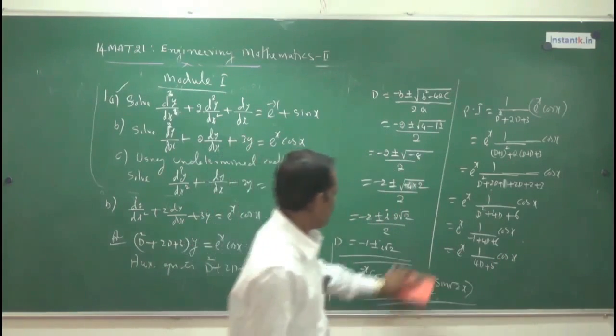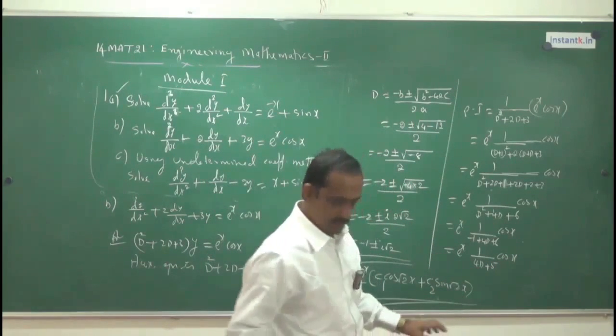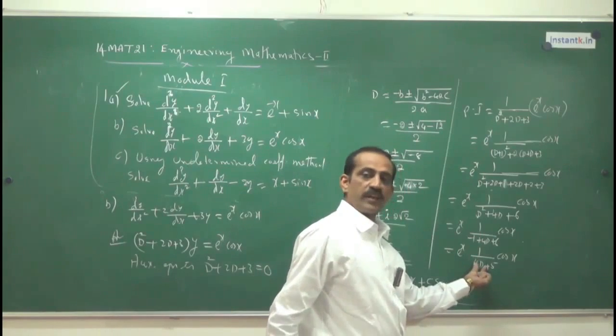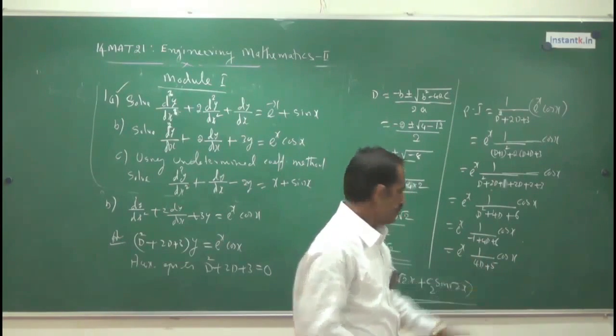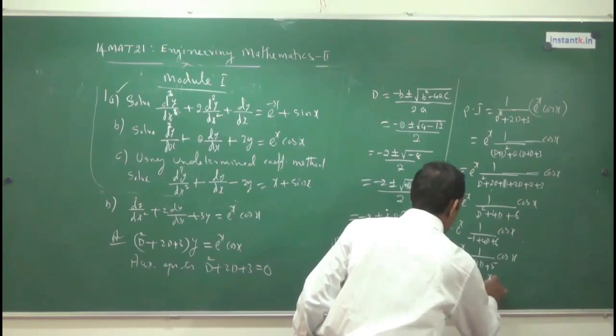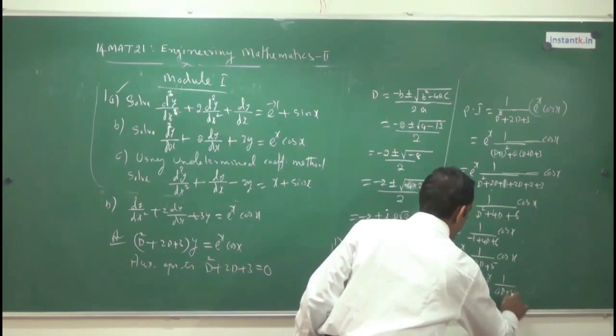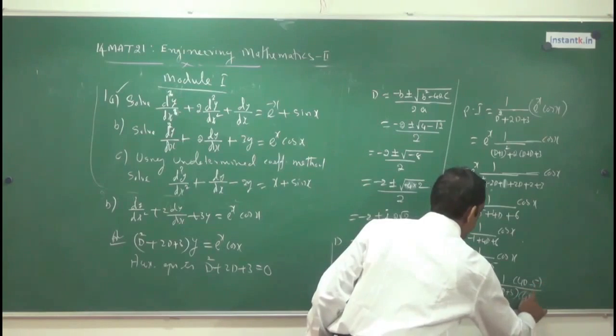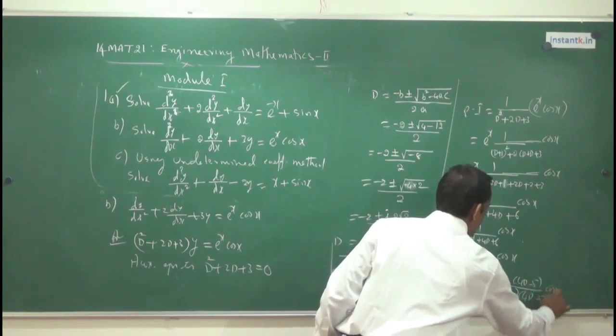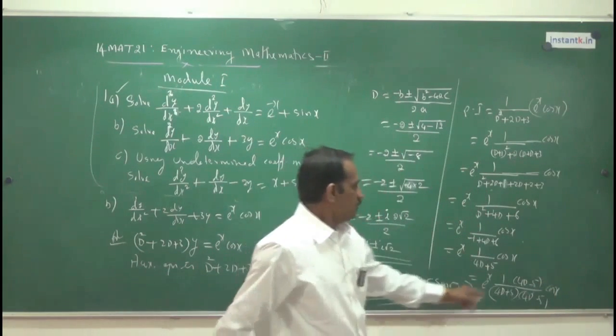Now the method is known. After that, what to do? We need only here d square. To make it d square, take the conjugate of this and multiply the numerator and denominator by that. It is 1 over 4d plus 5 there. Conjugate is 4d minus 5 divided by 4d minus 5 of cos x. Now you know the method.